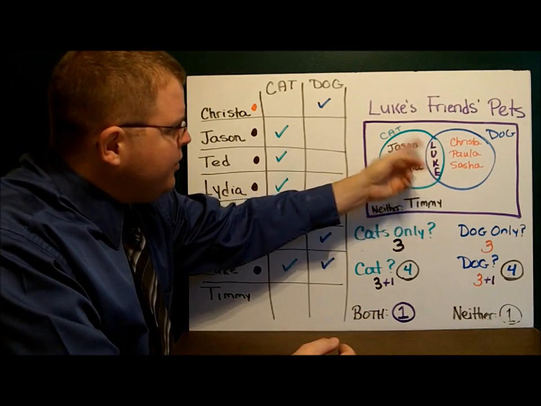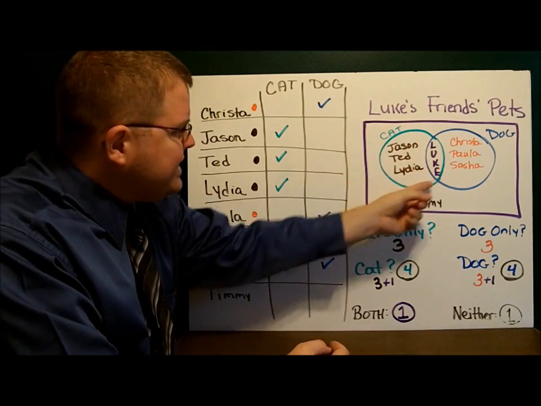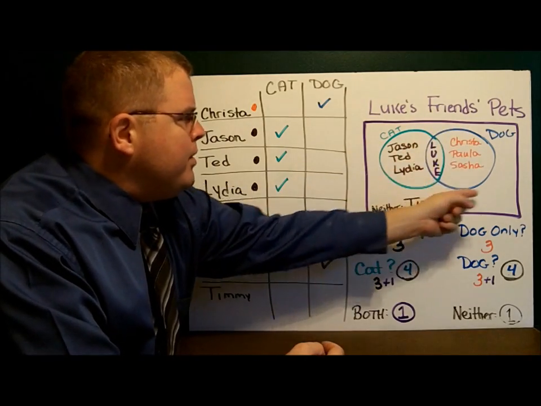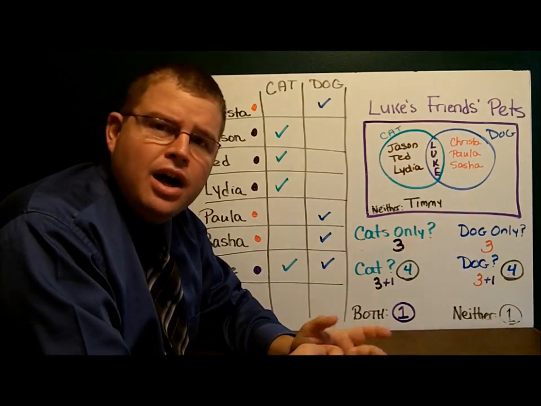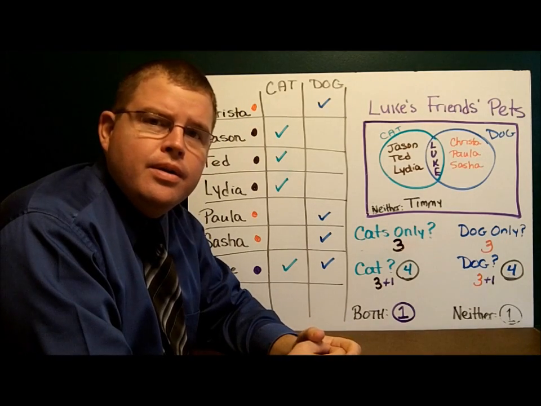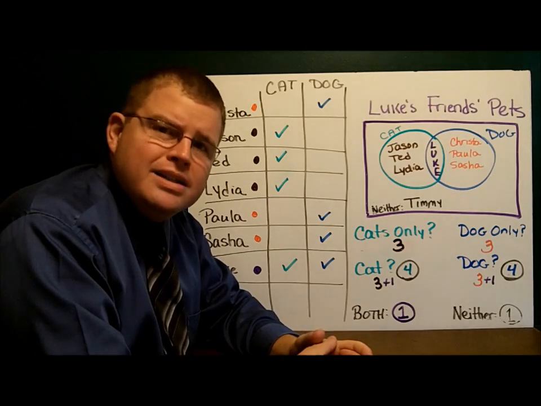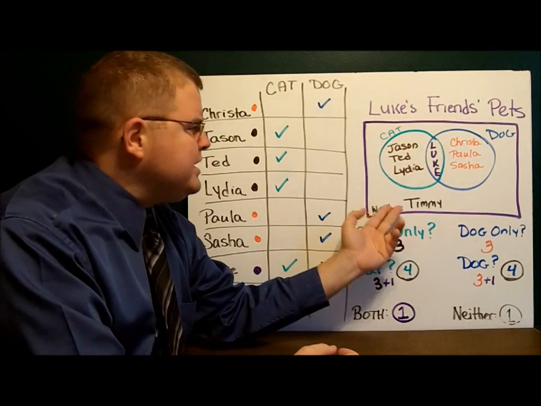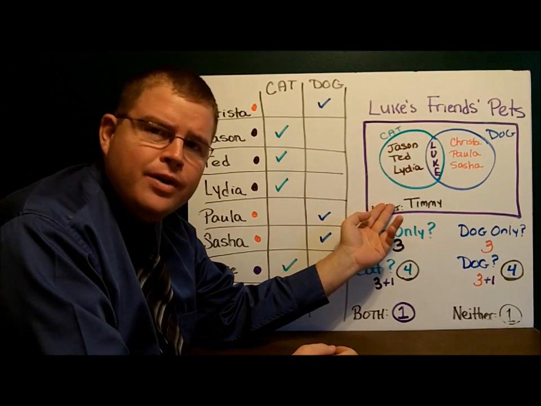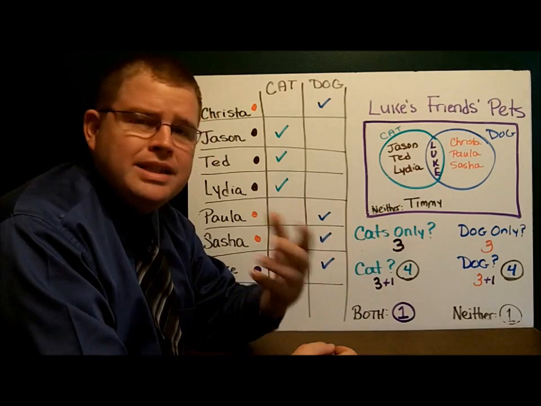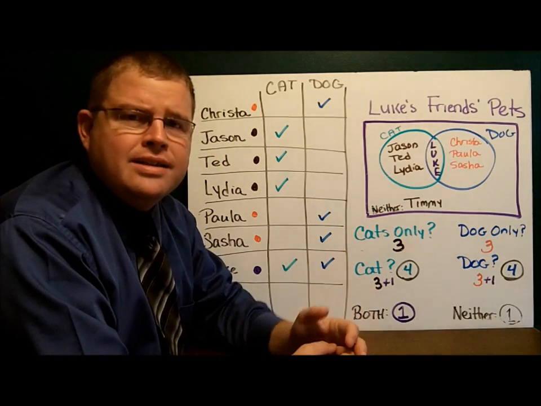Luke is a member of the green circle. He has a cat. Luke is a member of the blue circle. He has a dog. He has both. Then there's Timmy. Timmy doesn't have a dog. Timmy doesn't have a cat. So he's outside of those circles, out here in the universe. And it simply says neither. He doesn't have a dog. He doesn't have a cat.